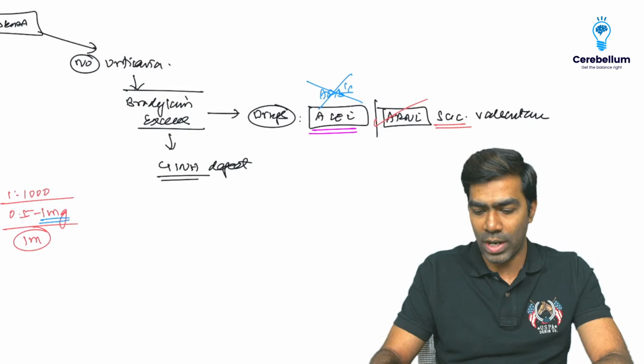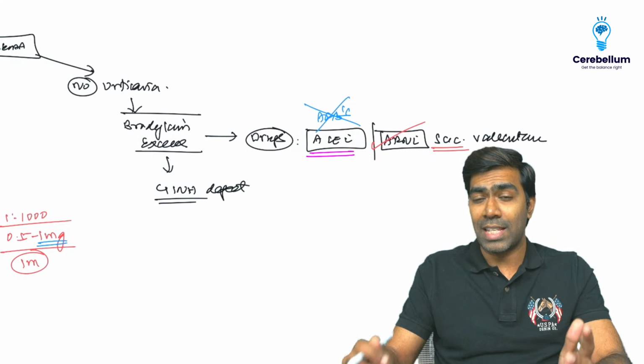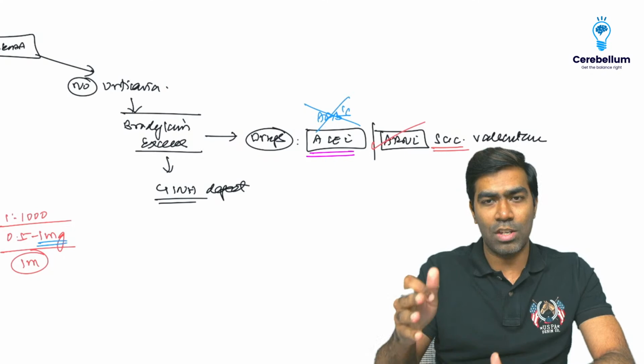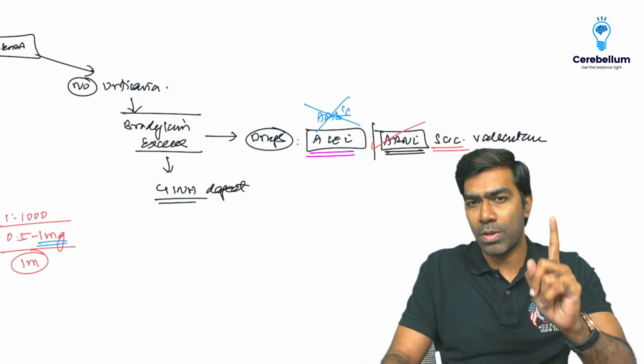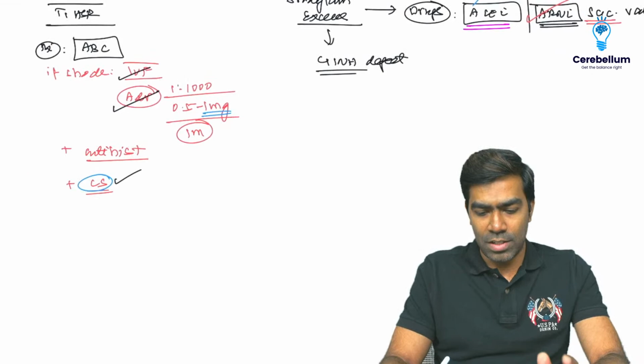Why? Because sacubitril is a neprilysin inhibitor. The same neprilysin enzyme is going to metabolize bradykinin as well. If you're going to give a neprilysin inhibitor like sacubitril, the metabolism of bradykinin also will be affected. So there will be bradykinin excess. So this is going to be a future question. Okay, don't forget that.